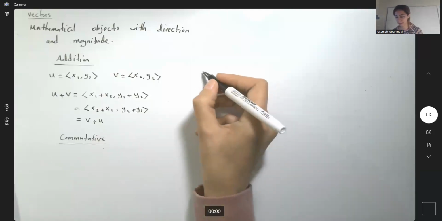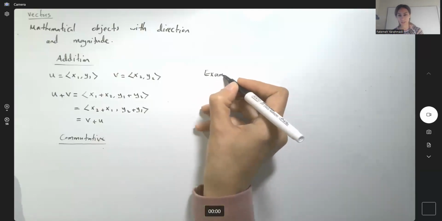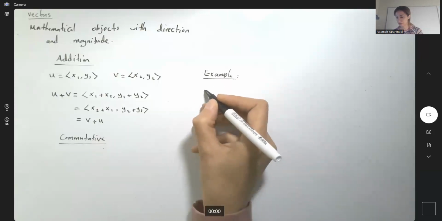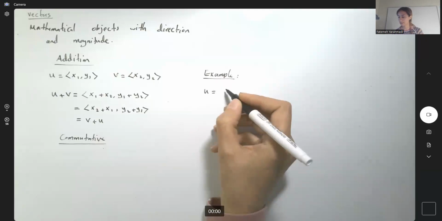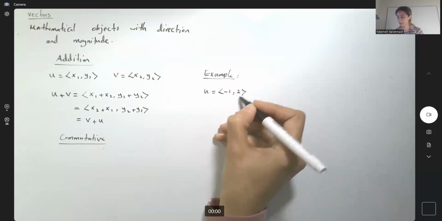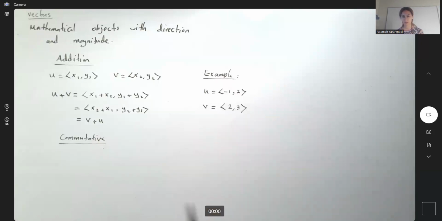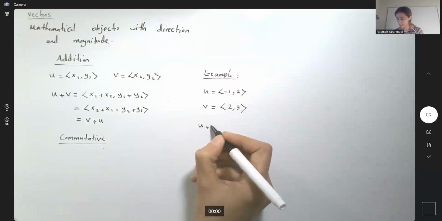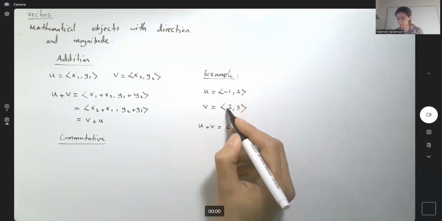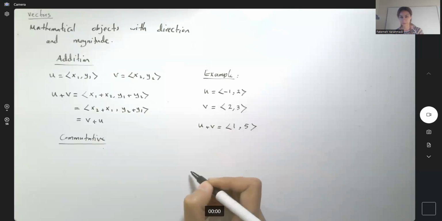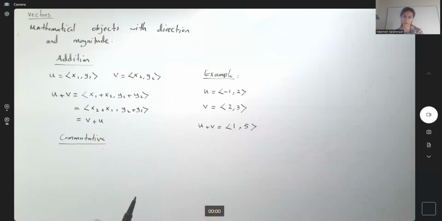Let's take a look at one example together. In this example, I give you the following simple vectors. Vector u is given to you as -1 and 2, and vector v is given to you as 2 and 3. I want to find the sum or addition between these two vectors. I'm creating a new vector. The new vector is u plus v, which is -1 plus 2, 1, and 2 plus 3, which is 5. A new object by adding these two vectors.